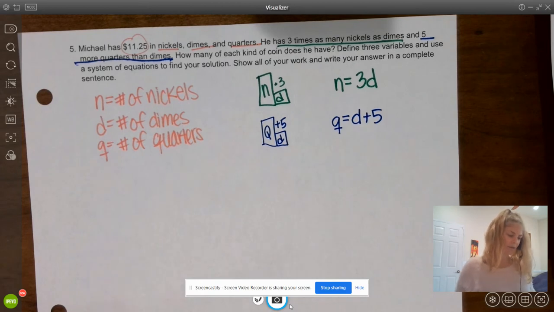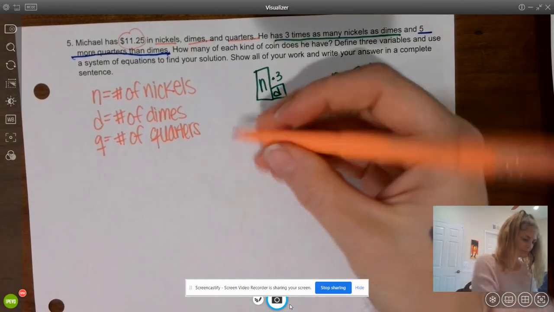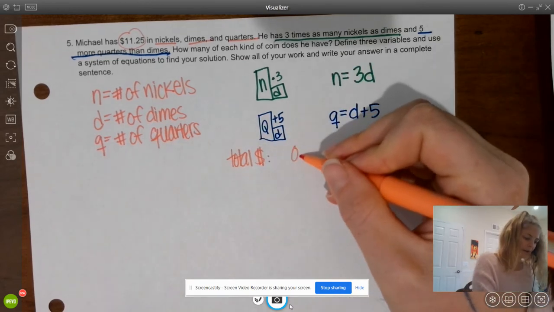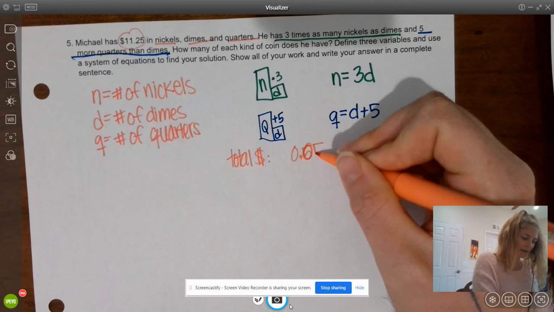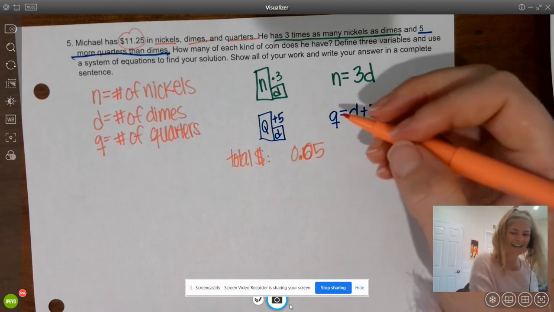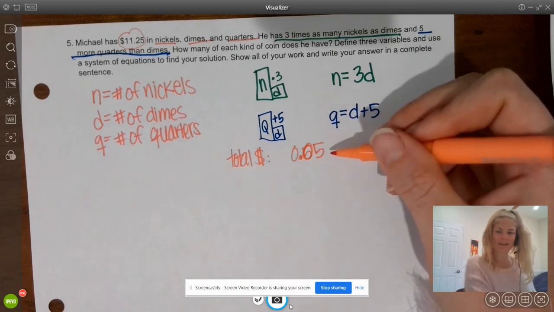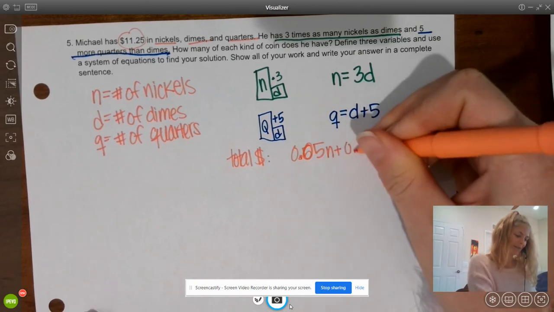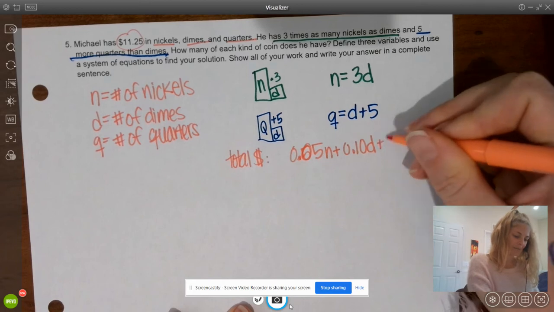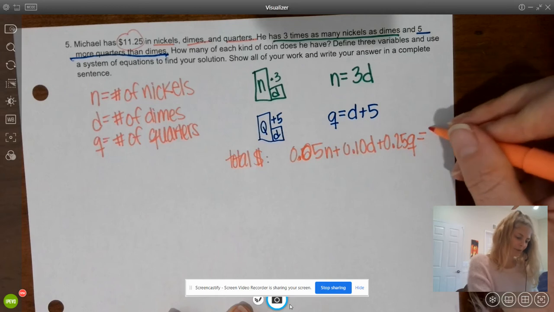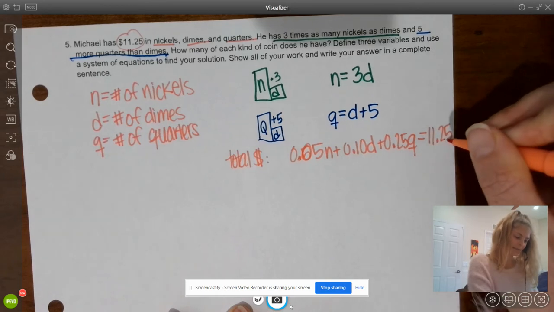Where do they tell us about a third equation? Oh, the total money. So 1 nickel, 0.05. I wish a nickel was worth 50 cents. I'd change all my money into nickels and be rich. So the value of a nickel times the number of nickels plus the value of a dime times the number of dimes plus the value of a quarter times the number of quarters is equal to the total amount of money, which in this case is $11.25.